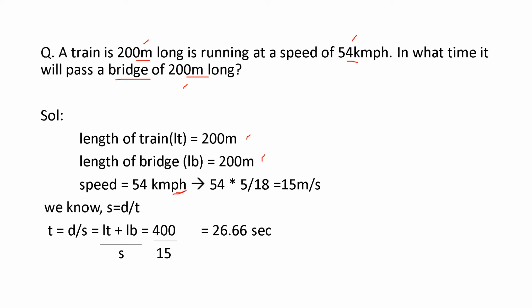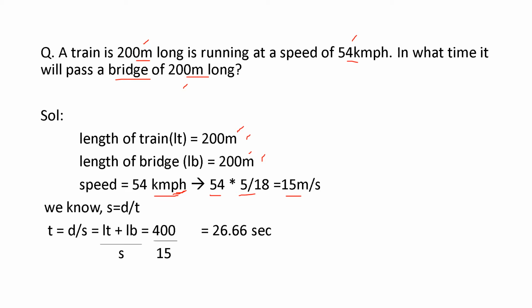And here the values are given in meters, so this should also be changed to meter. So kilometer per hour to meter per second, we are multiplying by 5 by 18. So 54 into 5 by 18, and that is equal to 15 meter per second.